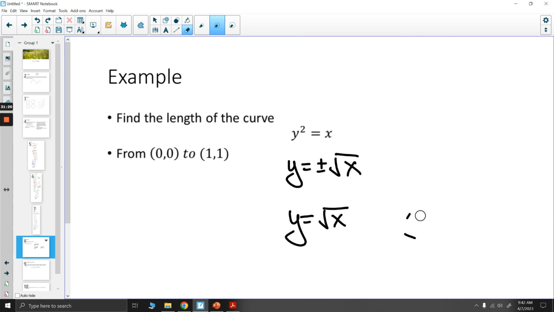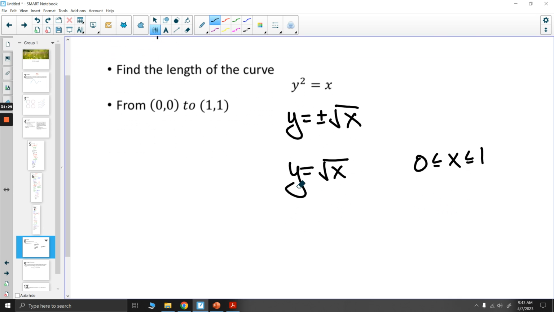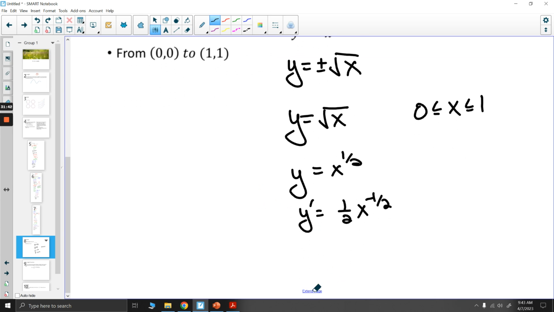So to make sure that's clear, since we have points over there, I'll go ahead and rewrite this from 0 less than or equal to x less than or equal to 1. That's really what we're finding here. Okay. So that is to say y equals x to the 1/2. So y prime then is 1/2 x to the negative 1/2. And we're going to throw this into our formula.